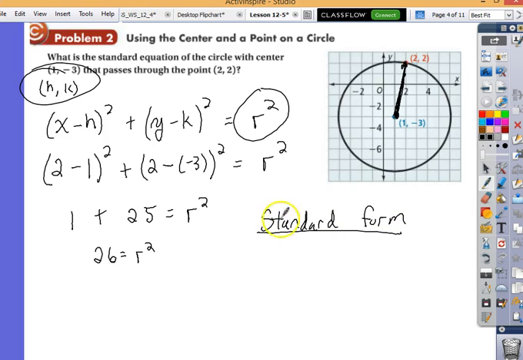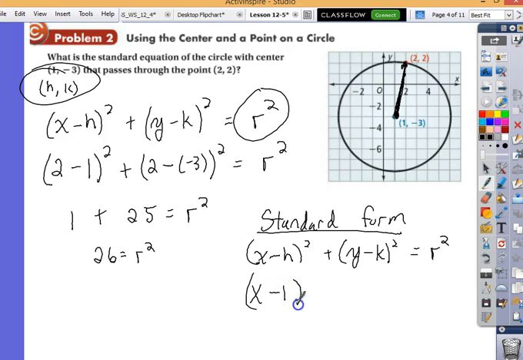if you'll remember in standard form, we keep the X and the Y as a variable. So that's going to be X plus H squared plus Y, and I said plus, it shouldn't be plus, it should be minus. X minus H squared, Y minus K squared equals R squared, and I know that H is 1, I know that K is negative 3, so minus a negative 3 is going to be plus 3. And then I know R squared to be 26. So by substitution, I can just replace it. And that's your final answer.